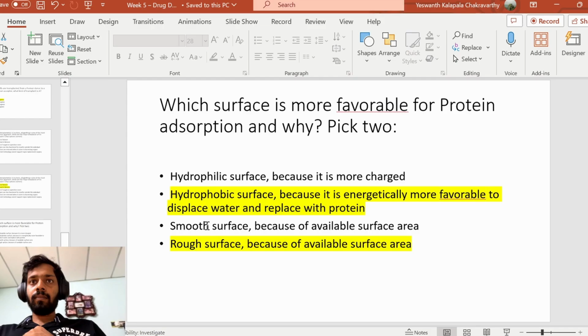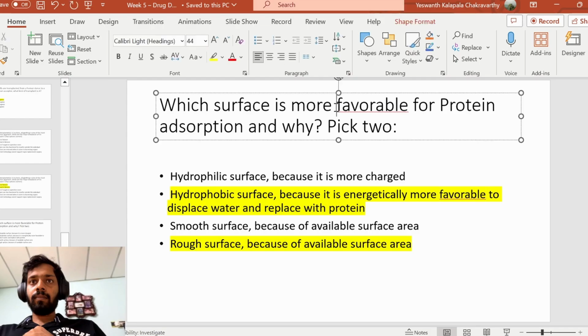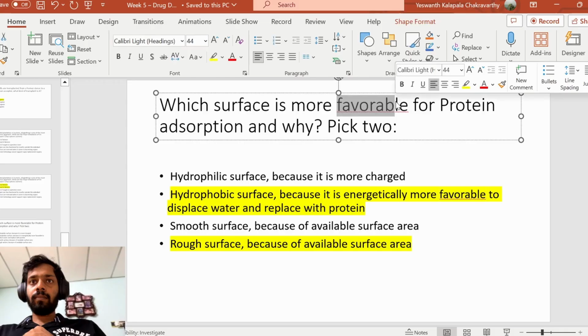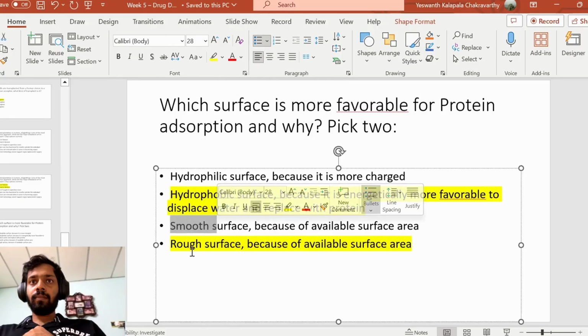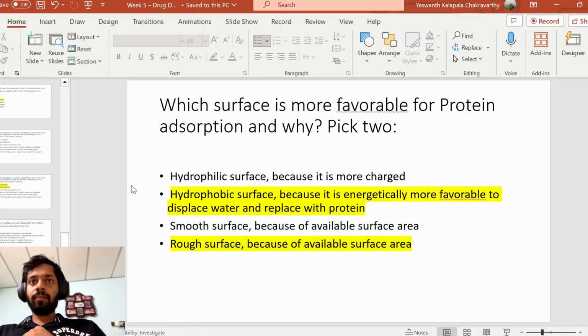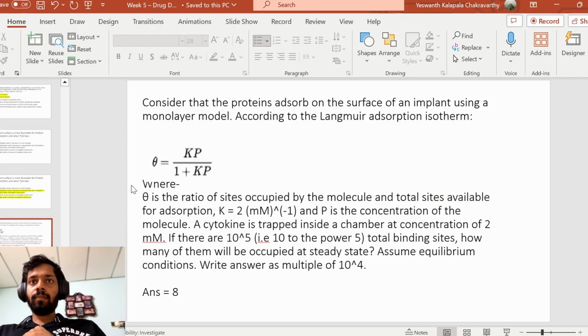So they're asking which of the following options are more favorable for protein adsorption. So obviously a larger surface area is much more favorable. And now then the question is, which one would have a larger surface area? Is it a smooth surface or a rough surface? Of the same radius, a rough surface would have much larger surface area compared to a smooth surface. So hydrophobic rough surfaces are much more favorable for protein adsorption than hydrophilic smooth surfaces.